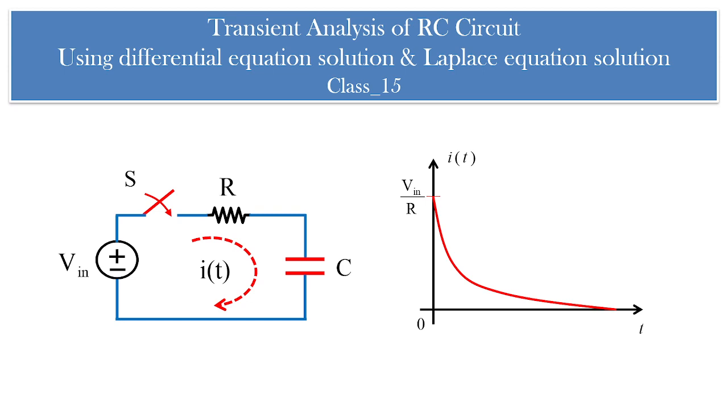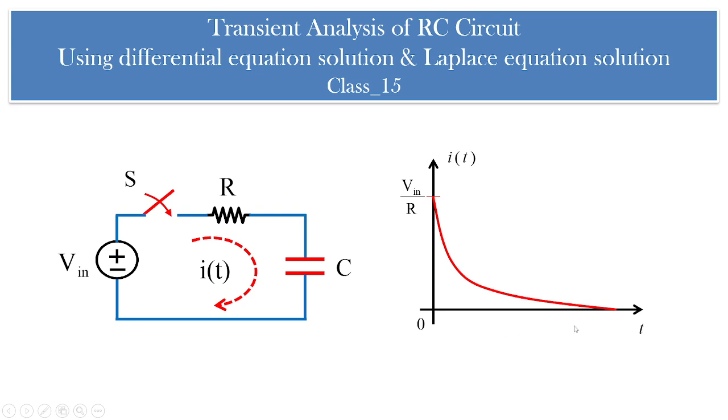In today's class 15 under transient analysis of RC circuit, we will be using the mathematical approach, that is the differential equation method and the Laplace method, in order to find out the solution for the RC circuit when it is excited by a DC source. So from our previous classes, you know that whenever the switch is closed after t greater than 0, the current through the RC circuit is dropping in nature.